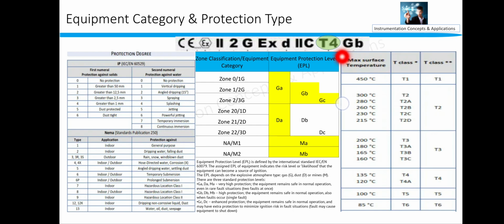So GA, DA, MA, these are very high protection. The equipment remains safe in normal operation even in rare fault situations, two faults at once. And GB, DB and MB, high protection: the equipment remains safe in normal operation and also when a single fault occurs. And GC and DC, enhanced protection: the equipment remains safe in normal operation, and may have extra protection to minimize the ignition risk in fault situations. Fine. So this is the equipment protection level, this is the maximum surface temperature range, and this is the ingress protection degree.